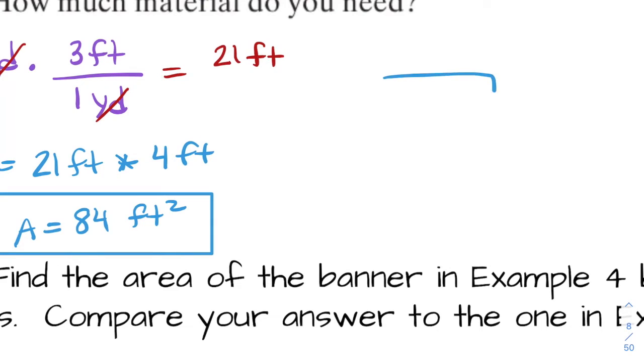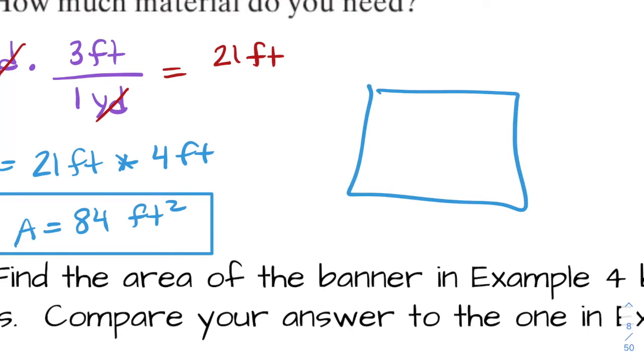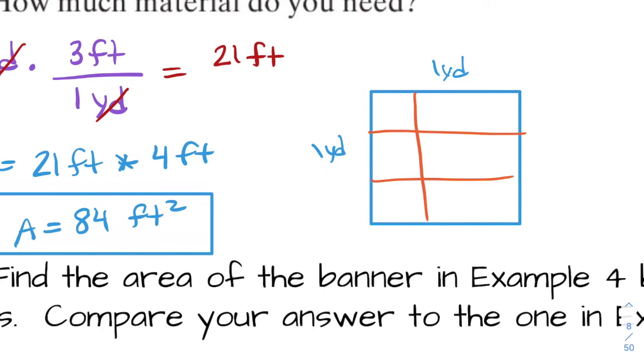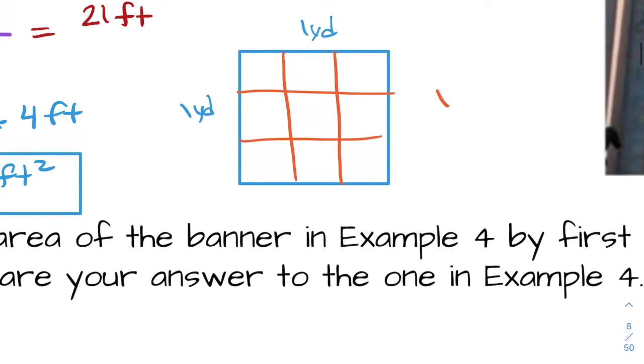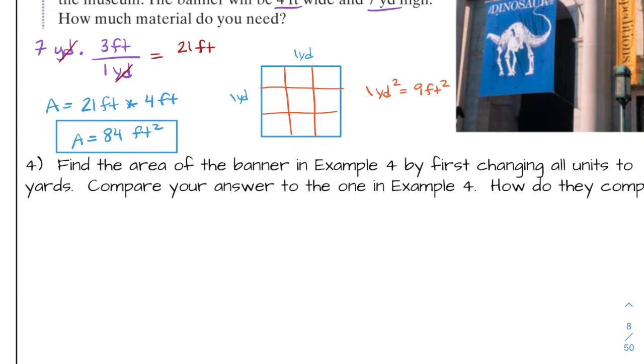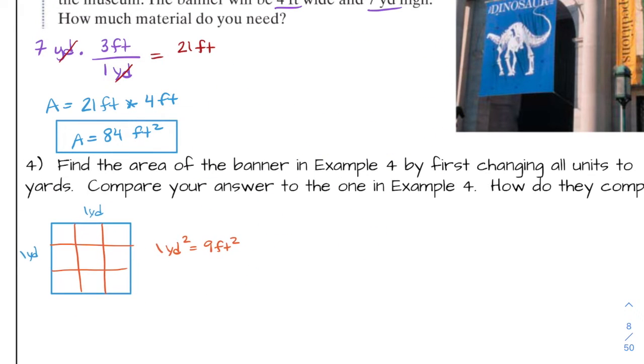So think about 1 yard by 1 yard. Notice it's made up of 3 feet by 3 feet. So it's really 1 yard squared is equal to 9 feet squared. So we just have to be careful. So if we're going to give, oh, you know what? Look at this. There we go.